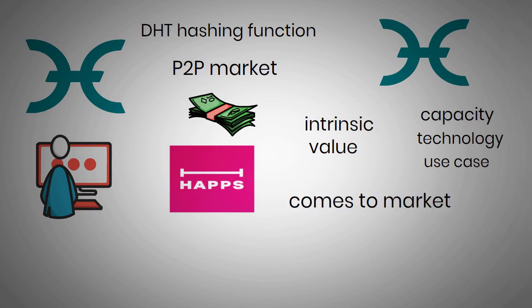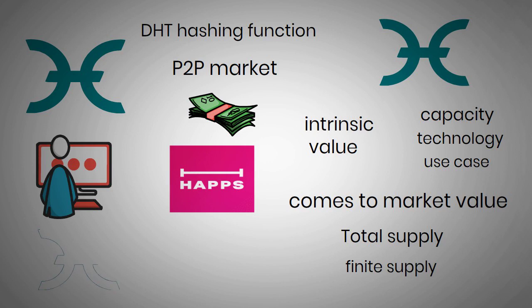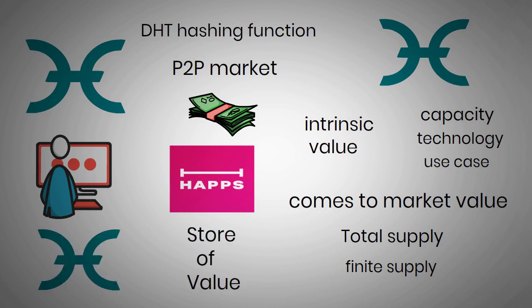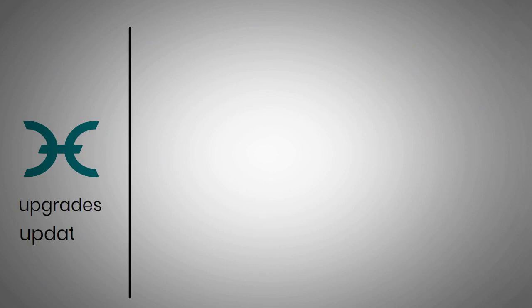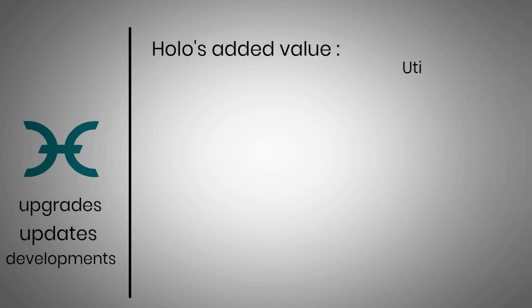When it comes to market value, Holo is also affected by many specific factors, including the total supply of HOT tokens. The finite supply acts as an anti-inflation mechanism, meaning HOT tokens may provide a good store of value in the long term. Holo value is affected by upgrades, updates, developments, and other news and events. Holo's added value is its utility and technical capacity in creating a P2P market for hosting apps.